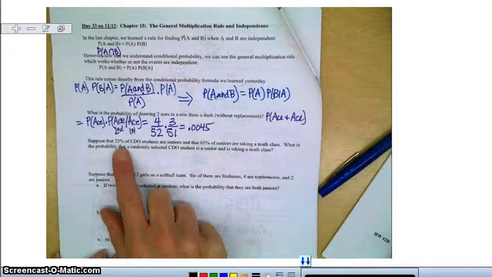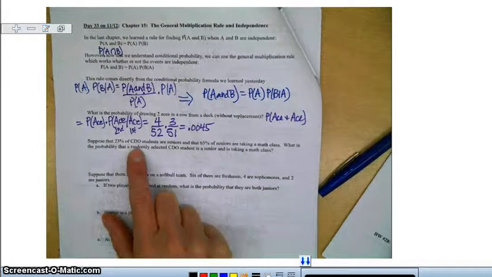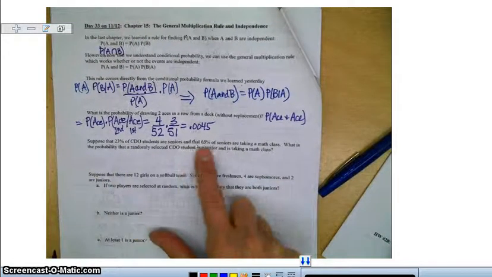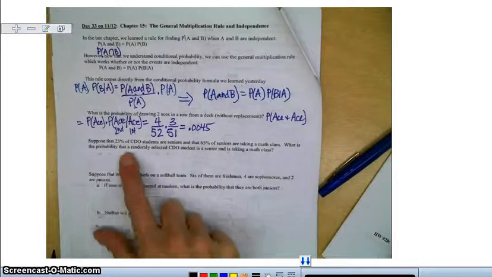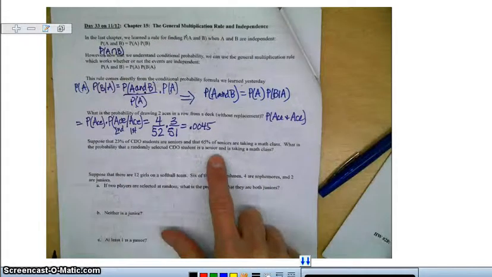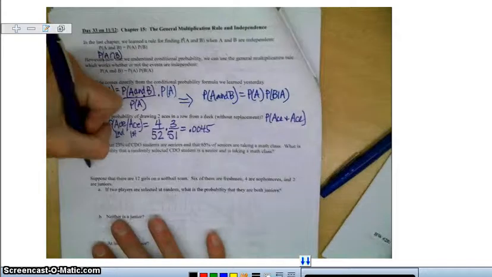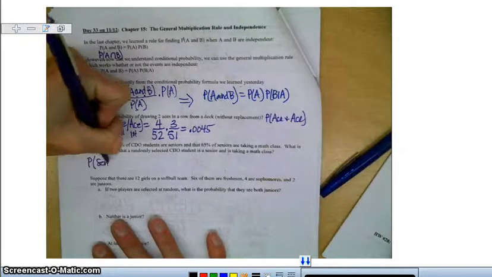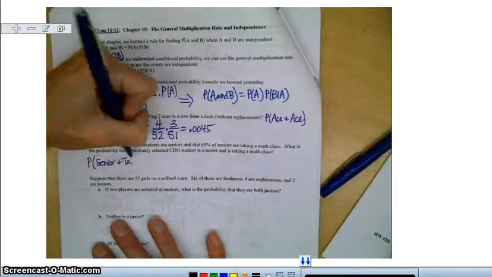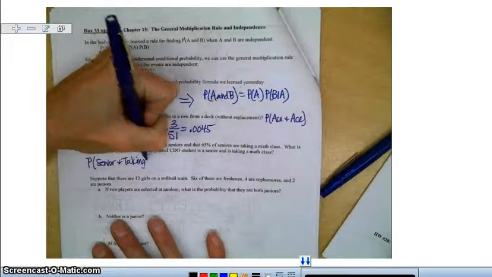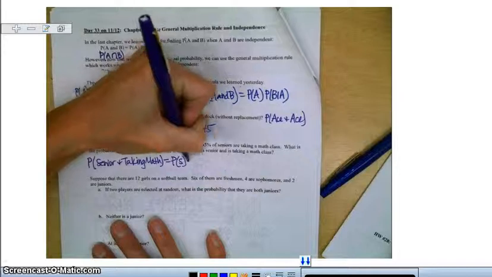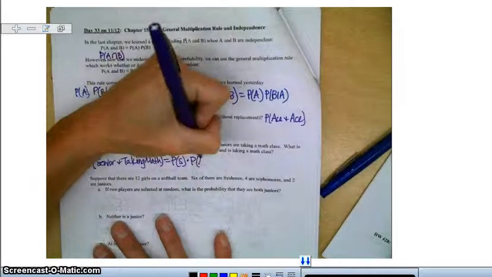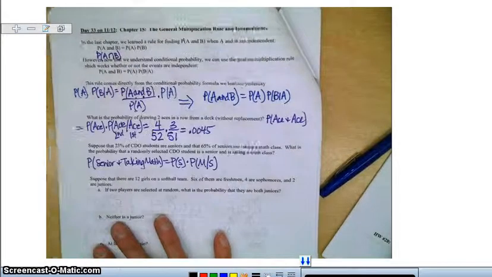All right, so now suppose that 23% of East High students are seniors and that 65% of seniors are taking a math class. What is the probability that a randomly selected student is a senior and taking a math class? So we're looking for the probability that they are a senior and they're taking a math class. So that would be the probability that they are a senior times the probability that they are taking a math class given that they are a senior.